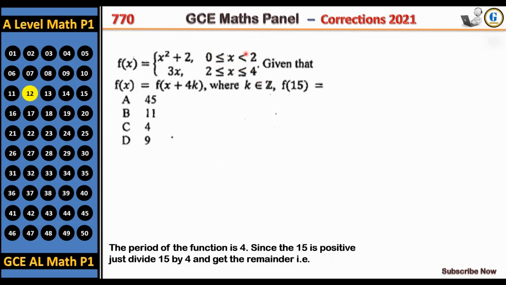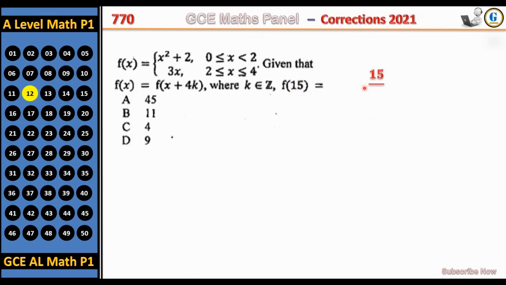The period is 4. And since the 15 given here is positive, we can just divide this by the period. 15 divided by 4 gives us 3. We are interested in the remainder. So we have 15 divided by 4, and that gives us 3 remainder 3. We are interested in this 3. So f of whatever you're looking for here is f of 3.